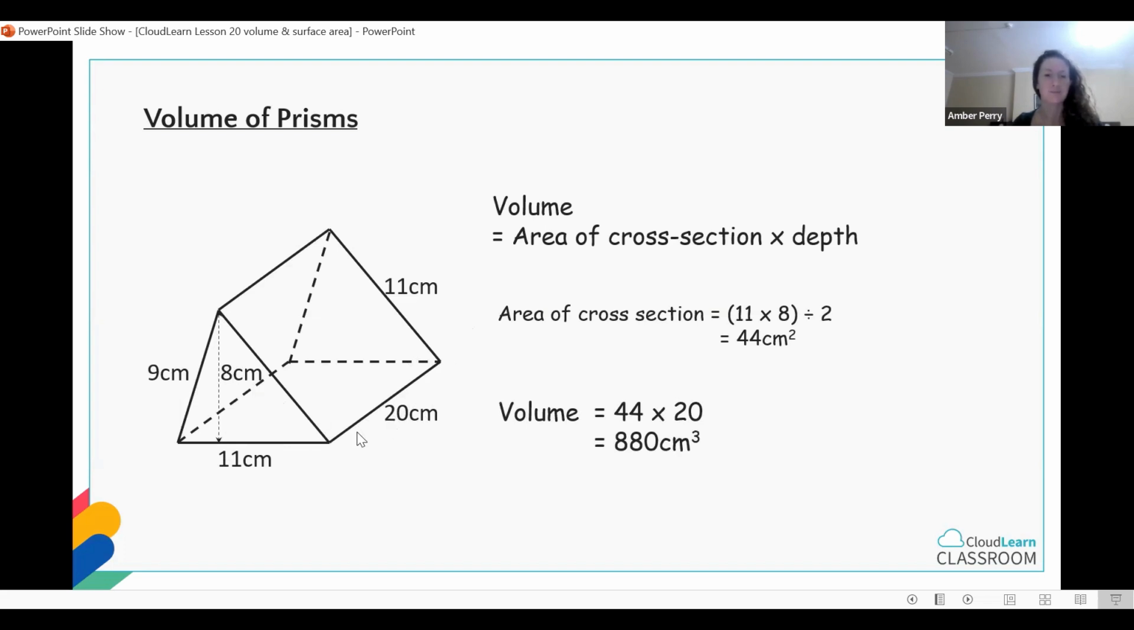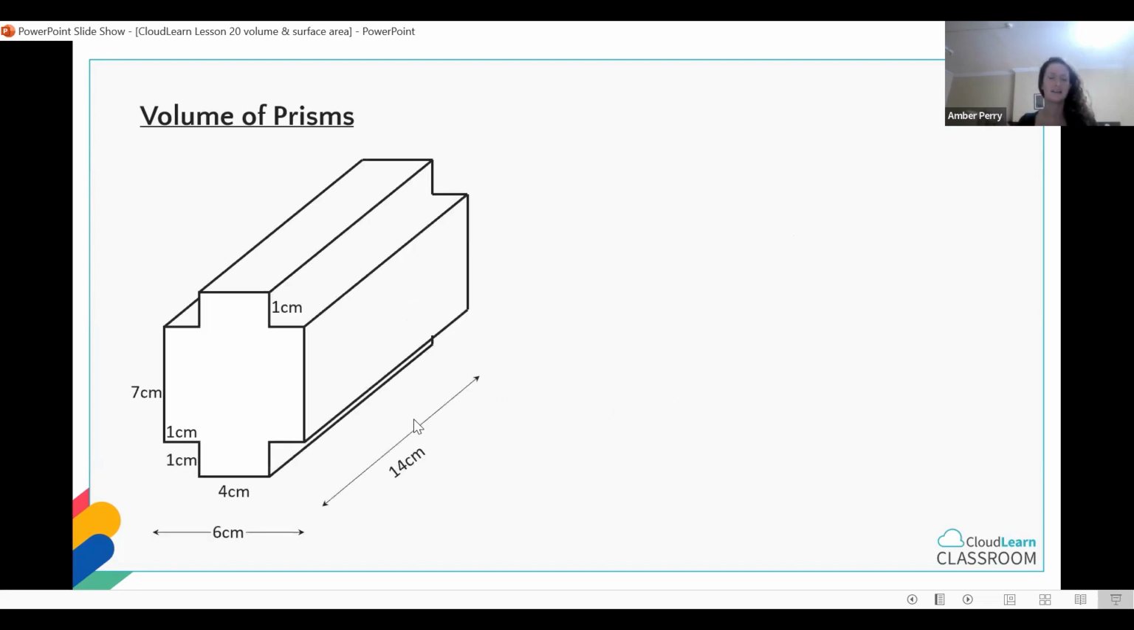With any prism, no matter how complicated the shape, if you find the area of that cross section first, it's really then easy to find the volume, just multiply it by the depth or the height or the width, the length of that prism, okay? So let's have a look at this one.